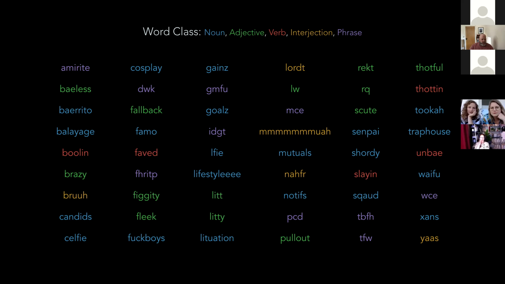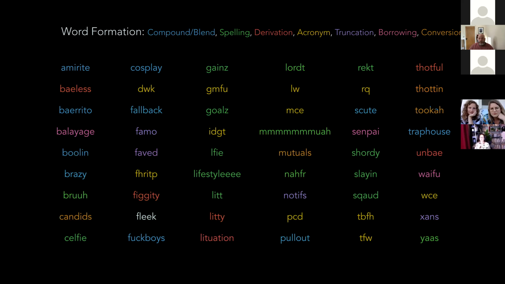You don't really need to go through all these in detail, but I just want you to see the diversity here. And I want you to compare this diversity to the diversity of word formation processes. So we get compounds and blends, we get these spellings, we get derivations, we get acronyms, truncation, borrowing, conversion. It's all there. We even get one real legitimate coinage, meaning not produced by combining other words, and that's the word fleek, which as you saw, we really could map. Sorry, I'll come back to that in a second, actually.